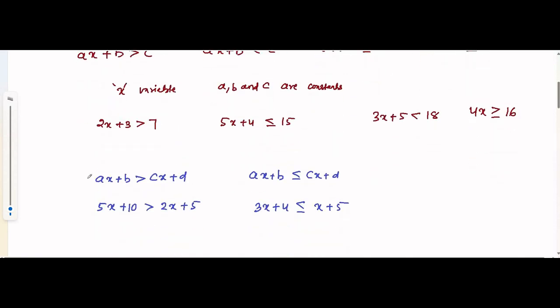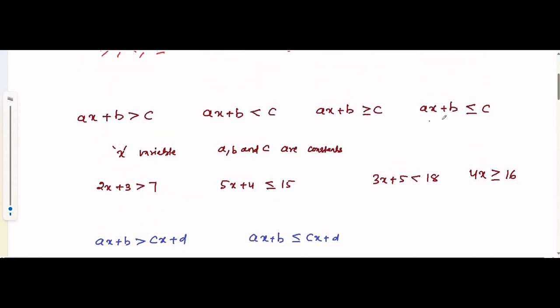Either it will appear in this format with different signs of inequality, greater than, lesser than, or equal to, or in this format. And we have to manipulate them, we have to handle them in a proper way according to a set of rules which we'll be discussing just after this, to get the value of the variable, which will be in the form of an inequation.